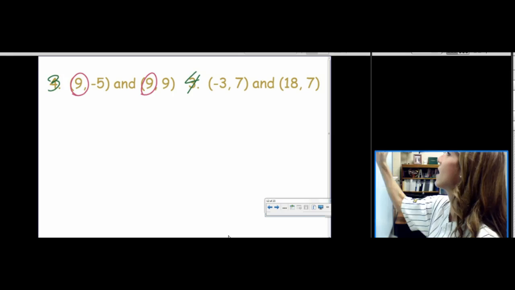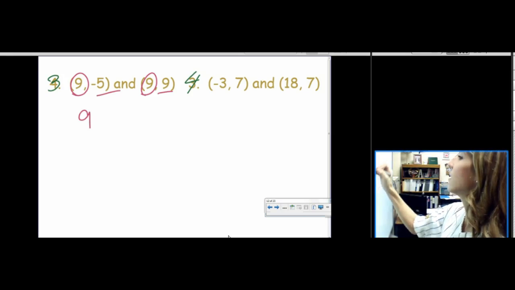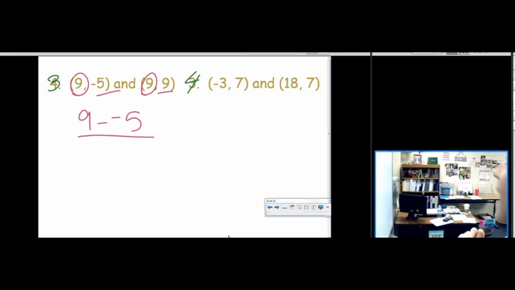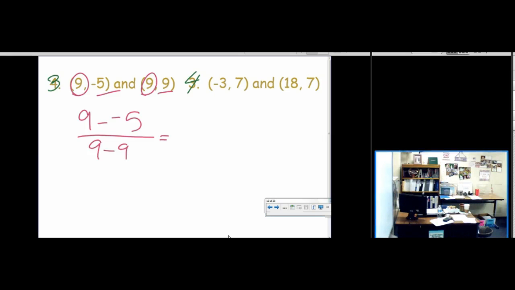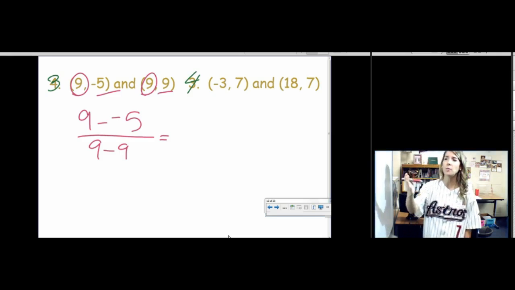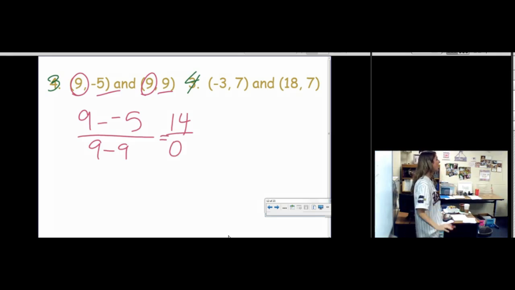Circle your x's and underline your y's. 9 minus -5 over 9 minus 9. Do you remember one of the rules of algebra is that you're not allowed to divide by 0? I don't care that the numerator is 14. It is illegal in math to divide by 0. You're going to math jail if you divide by 0.